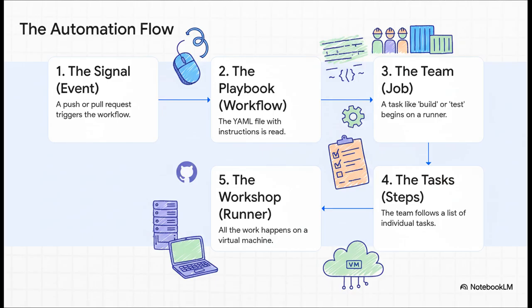And where does all this work happen? It happens in the workshop, which is a virtual machine called a runner. So, signal, playbook, team, tasks, and workshop. See, it's a really clear logical flow.